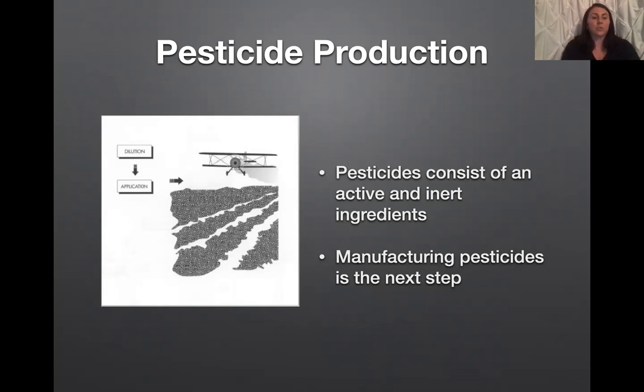Then the actual manufacturing portion, which involves synthesizing the active ingredient in a lab setting again, and it's usually prepared into a liquid or powder form and then is diluted and then subsequently applied to the crops to kill the pests, whether they be plants or insects or whatever else.